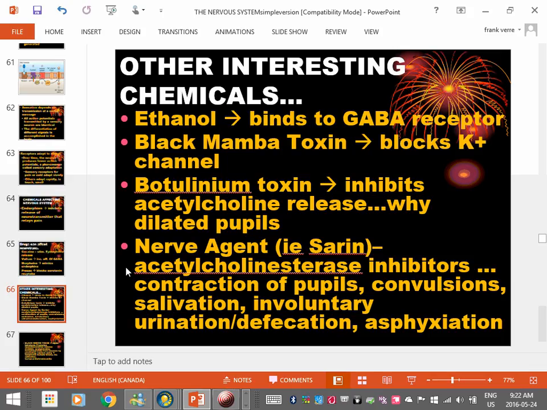Well, look what it's inhibiting. It's inhibiting an enzyme called cholinesterase, or acetylcholinesterase, right? Now, do you recall when the acetylcholine is released, what has to happen to it? Do you remember?